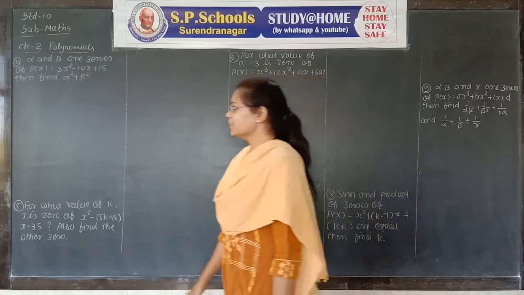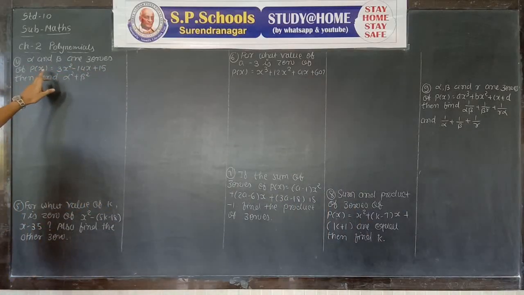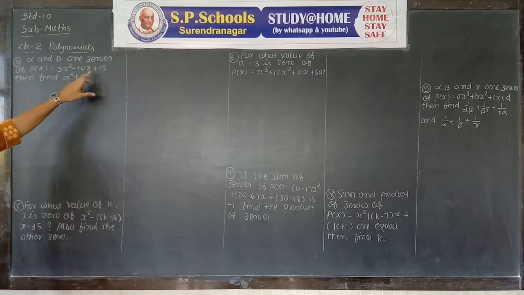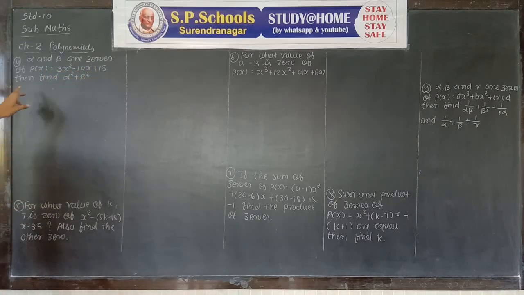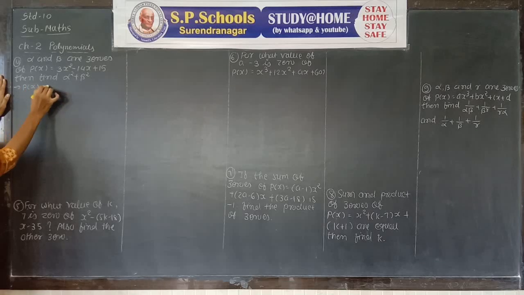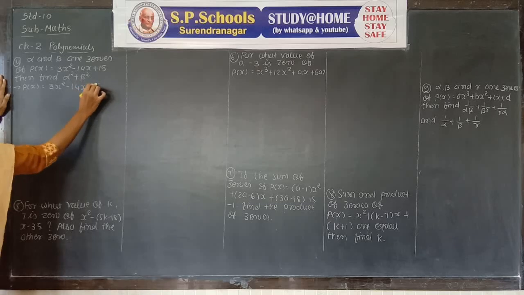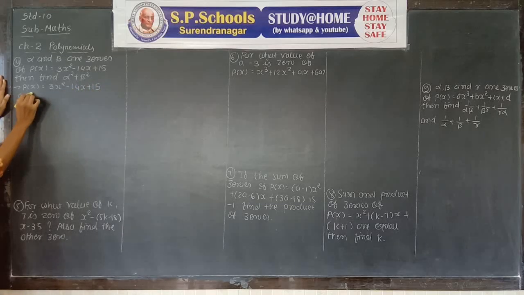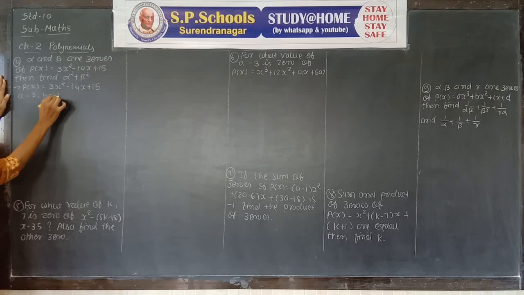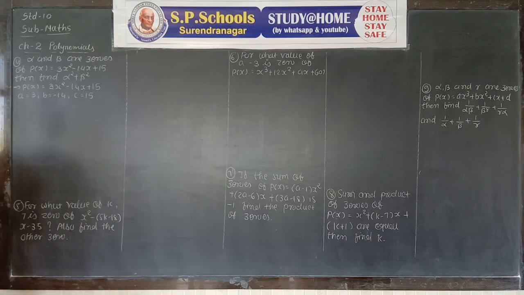Let's see another number, the fourth number. Alpha and beta are zeros of p of x is equal to 3x square minus 14x plus 15. Then find alpha square plus beta square. The given polynomial is p of x is equal to 3x square minus 14x plus 15. From that, a is equal to 3, b is equal to minus 14 and c is equal to 15. Now we want to find alpha square plus beta square.